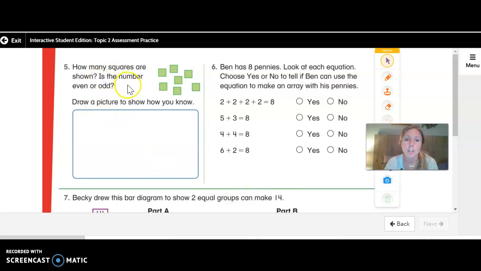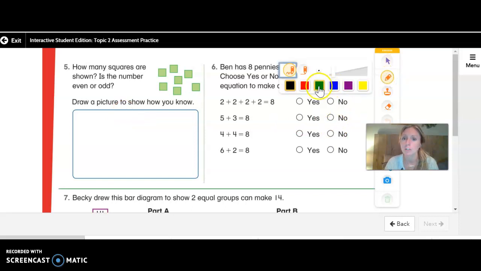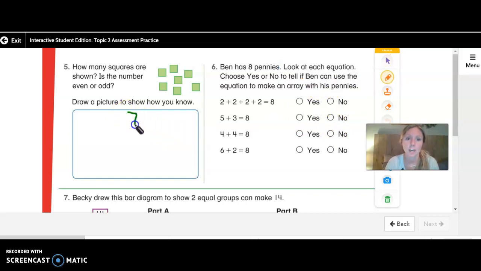How many squares are shown? Is the number even or odd, you guys? Okay, so this is kind of a couple parts, and then it says draw a picture to show how you know. So let's just kind of see. We can count them out if we'd like. 1, 2, 3, 4, 5, 6, 7. We might know right away. Oop, I forgot to get a pencil. Let's get one. Let's do green this time. Okay, so we counted 7, but it does say, is the number even or odd? Do you know? Is 7 even or odd?